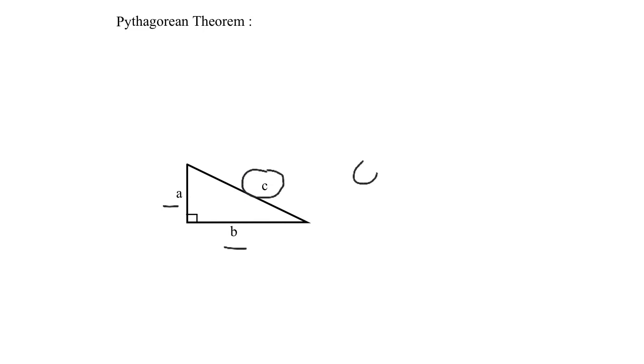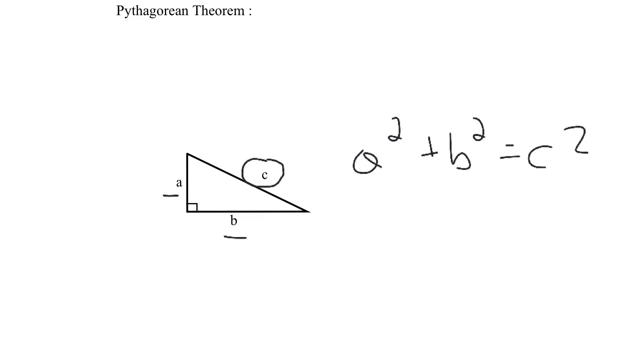So we know that A squared plus B squared is equal to C squared. A very important and powerful theorem in geometry and in mathematics, the Pythagorean theorem: A squared plus B squared is equal to C squared. So let's take a look at examples.